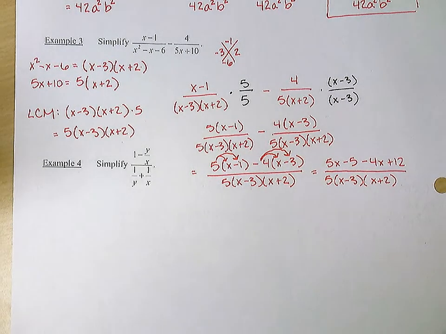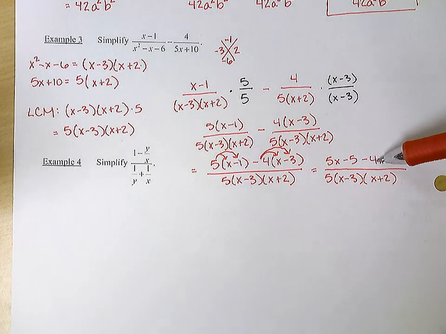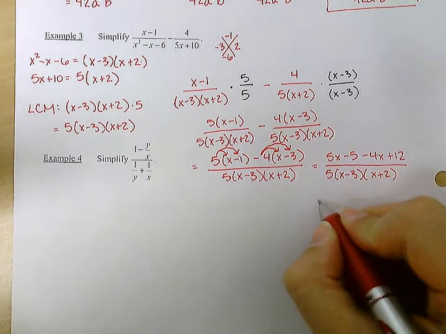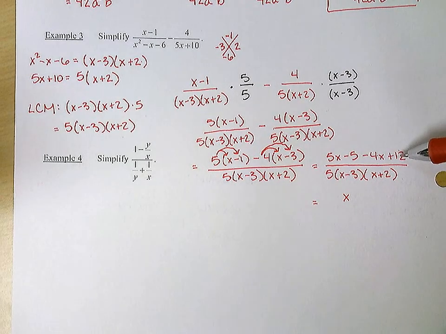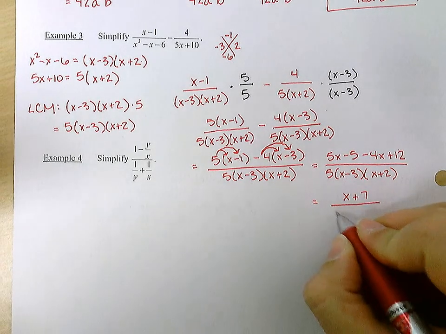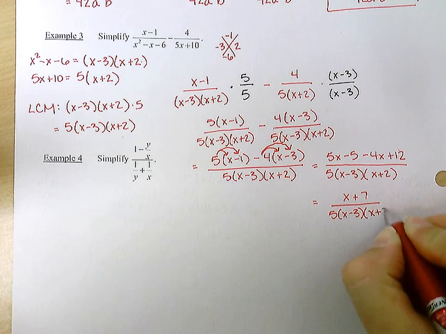I did that because I knew I could combine like terms here then. So we have 5x minus 4x. 5x minus 4x is just x. And we have negative 5 plus 12. That's 7. And then we keep our denominator as is.